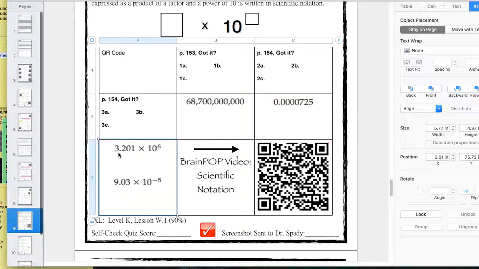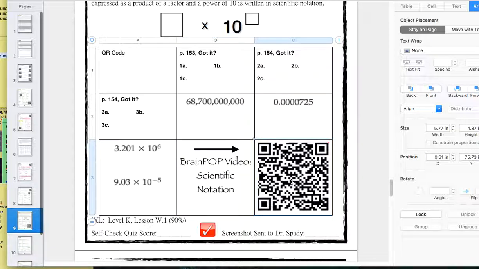On this one right here, we're just going to move that decimal over to the right 6 places. So we'd have to add 3 more zeros. That would be 3,201,000. And then on the bottom one there, we'd have to move the decimal place 5 places to the left and fill in 4 zeros. So 0.0000903.